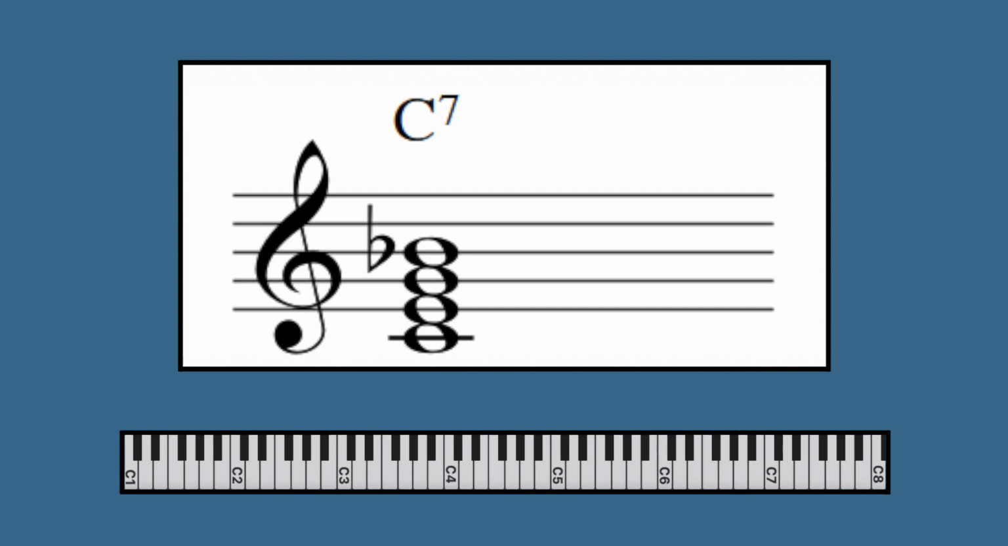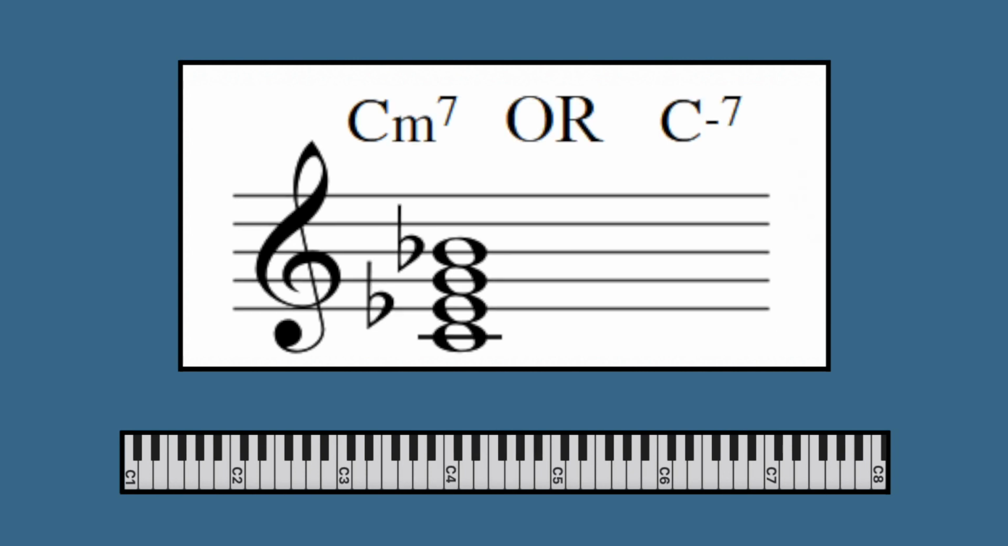Next is the minor seventh chord. This chord has a minor triad with a minor seventh, and it is written with a lowercase m or a minus sign, both followed by a 7.